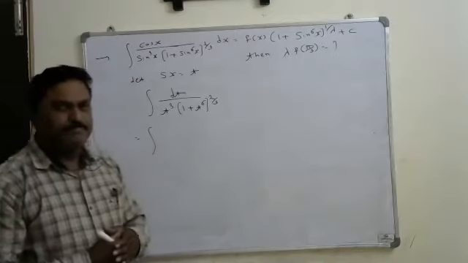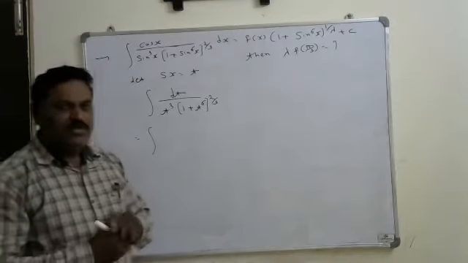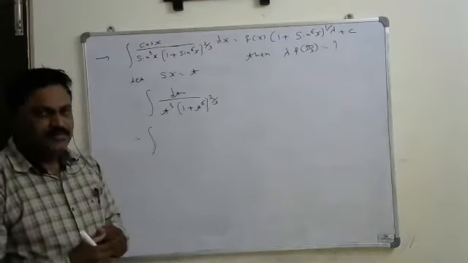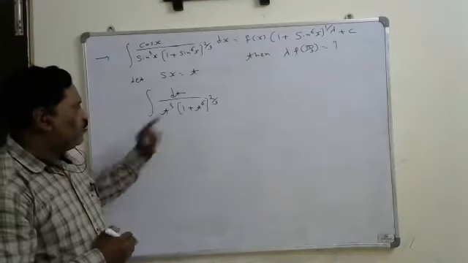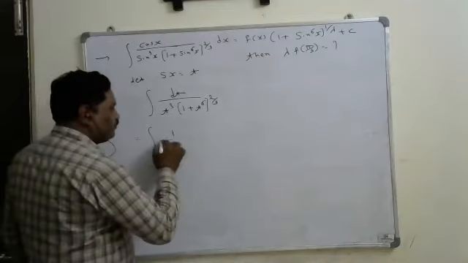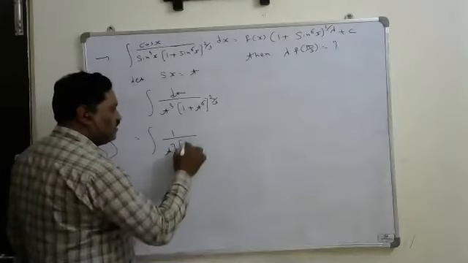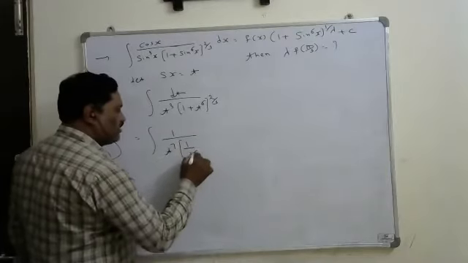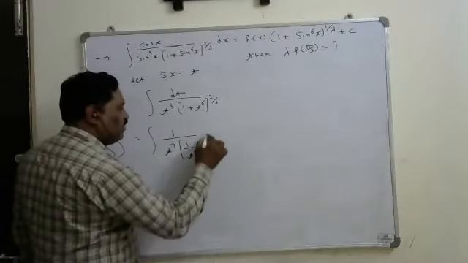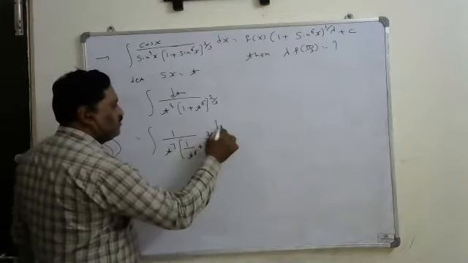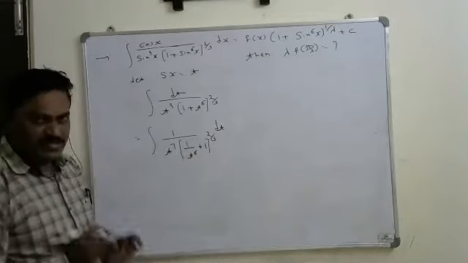How much? (t power 6) whole power 2 by 3 is t power 4. Into t cube, total t power 7. If t power 6 is taken common, this is (1 by t power 6 plus 1) whole power 2 by 3, dt, right? The problem changes like that.